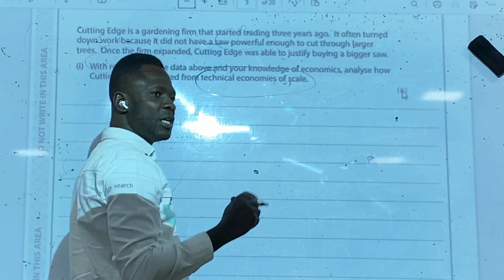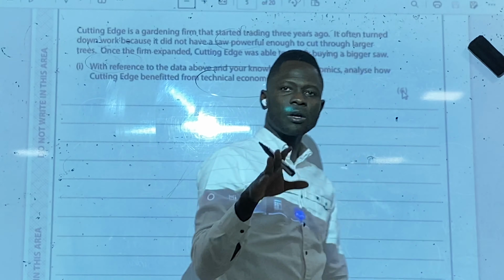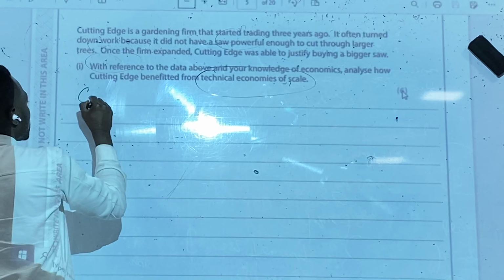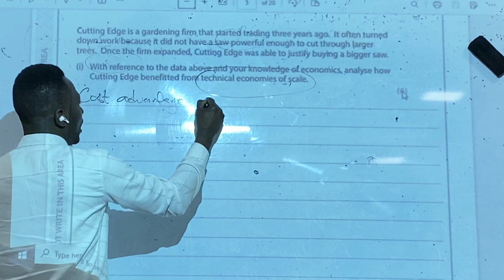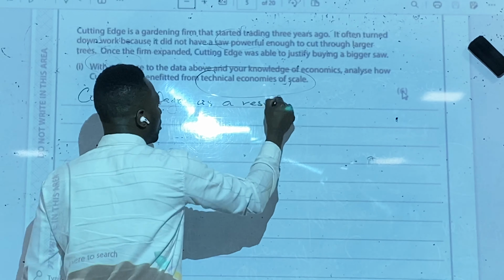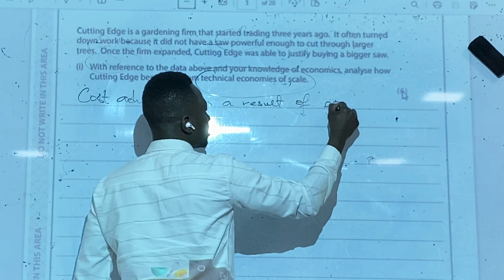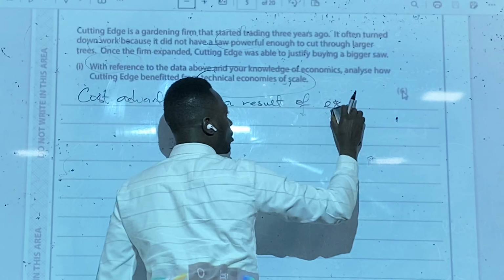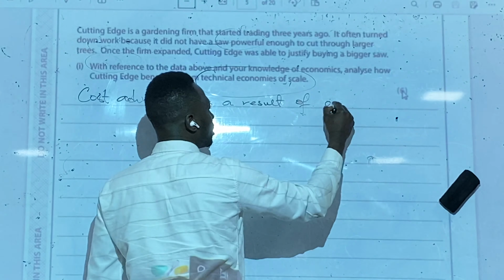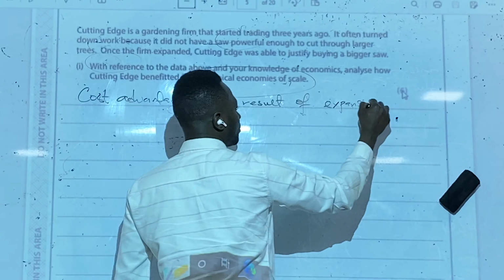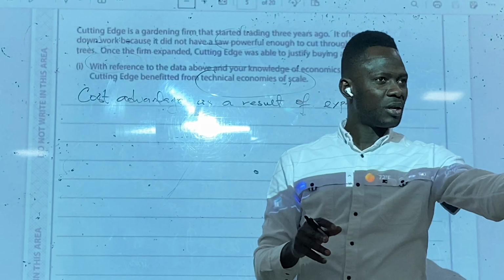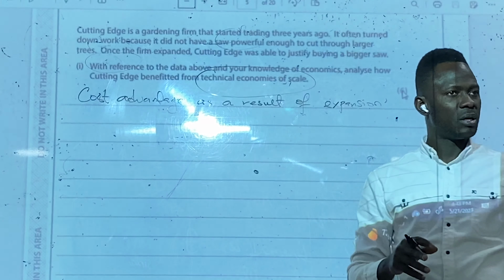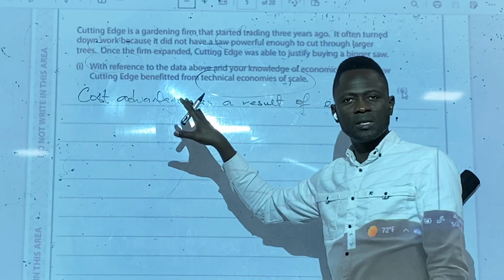So the first point is you write about economies of scale. What are economies of scale? A cost advantage as a result of expansion. The cost advantage as a result of what? Expansion. So that's the first point. Are you getting it? So that's what economies of scale is.